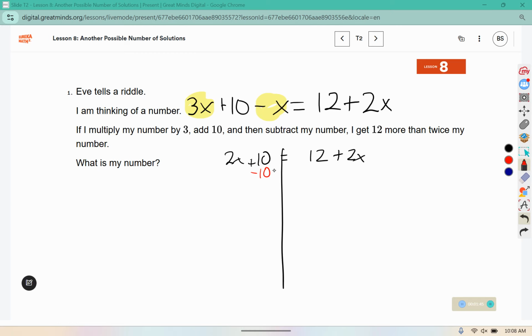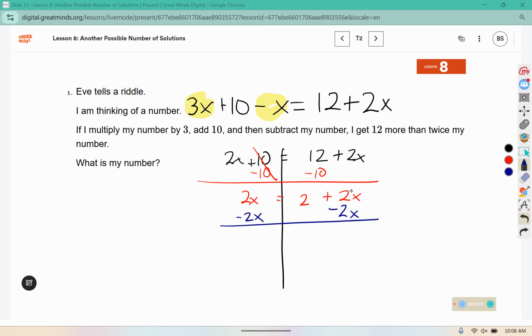I can subtract 10 from both sides. 10 minus 10 is 0. 12 minus 10 is 2. Then I can subtract 2x to move it to the other side. 2x minus 2x is 0. And 2x minus 2x is 0. It says 0 equals 2. But 0 does not equal 2.